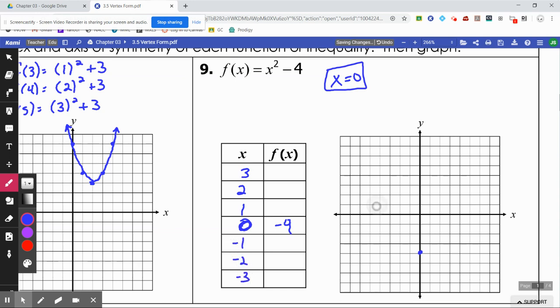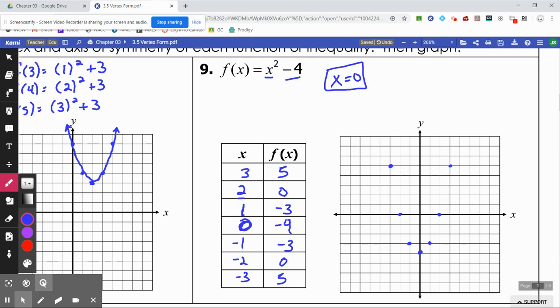These should be pretty easy to plug in because we have to square the x, and then we just subtract 4. So we're going to do 1 squared is 1, minus 4 is negative 3. Should be the same value there. 2 squared is 4, minus 4 is 0. Same value there. 3 squared is 9, minus 4 would be 5. Same value there. Plotting those points, here's what our parabola looks like.